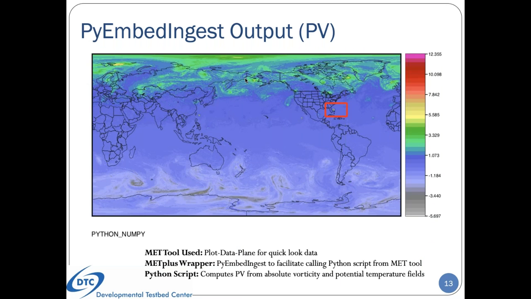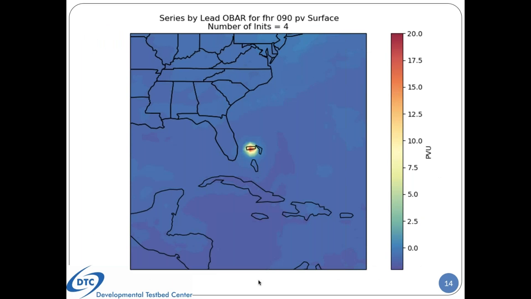I want to touch quickly on potential vorticity, for which we were again able to use a diagnostic script provided by Taylor Mandelbaum. This is again plot_data_plane. The units are in PV units, and this PV is calculated from absolute vorticity and the potential temperature fields. Then just a quick look at the mean observation value at forecast hour 90 for all of those initializations. Again, we're zoomed in on Dorian, and here is the scale in PVUs.